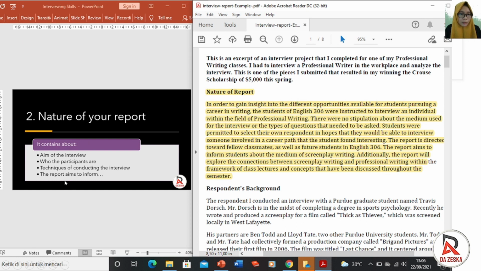And the last is the report aims to inform. I think that's also mentioned here. The report is directed toward fellow classmates as well as future students in English 306, and the report aims to inform students about the medium of screenplay writing. So that's the report aims.